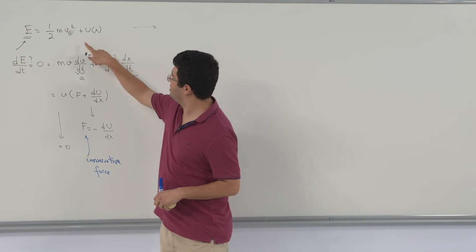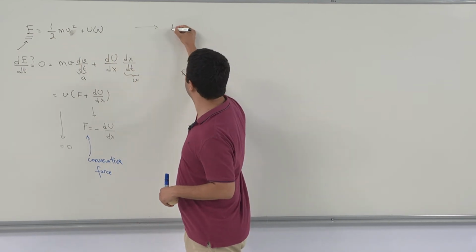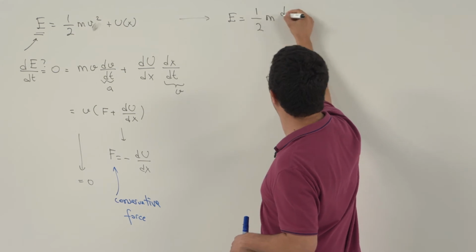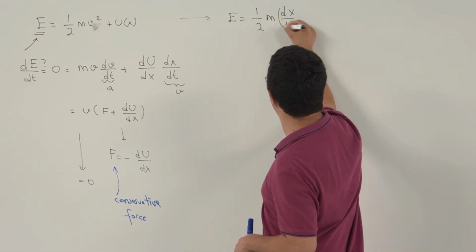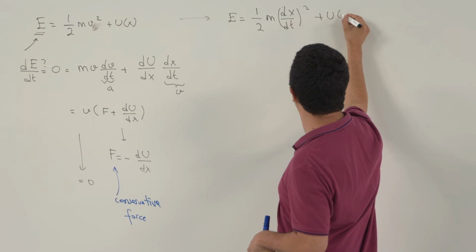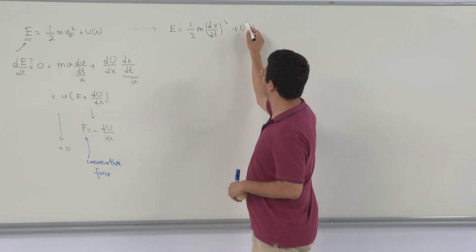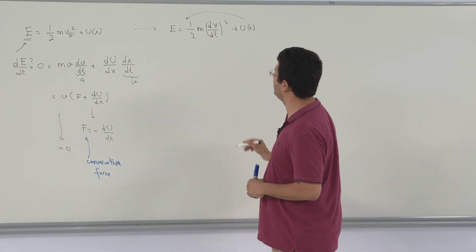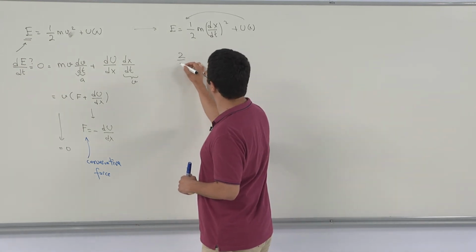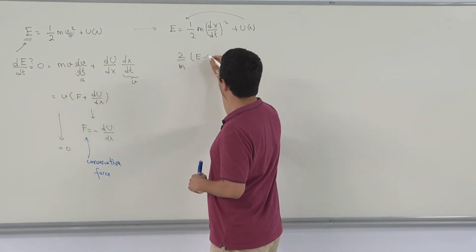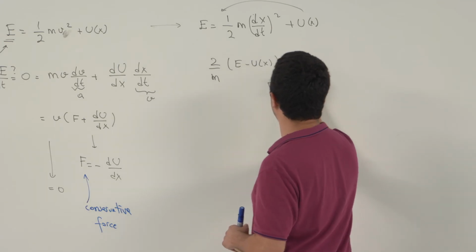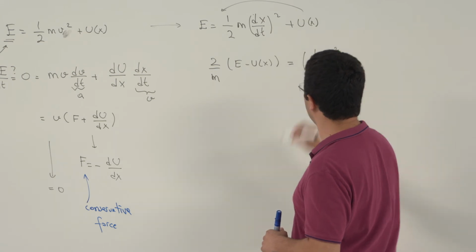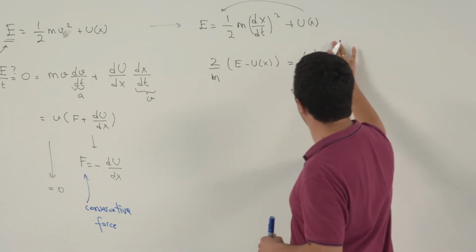But this equation is first order in time derivative, so it gives you a tremendous advantage. This is just simply (dx/dt)² plus U(x). So let me take this to the other side, and multiply the whole equation by 2/m. What I get is (2/m)(E − U(x)) equals (dx/dt)². So let me take the square root of this equation.